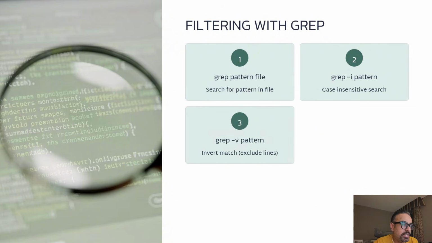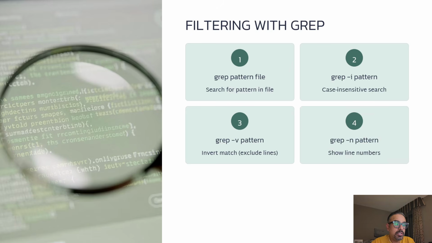Then grep space dash v pattern inverts the match. It shows the lines that don't contain your pattern. This is useful when you want to exclude certain entries, like filtering out comments from config files. Then grep dash n pattern shows the line numbers alongside the matching lines.